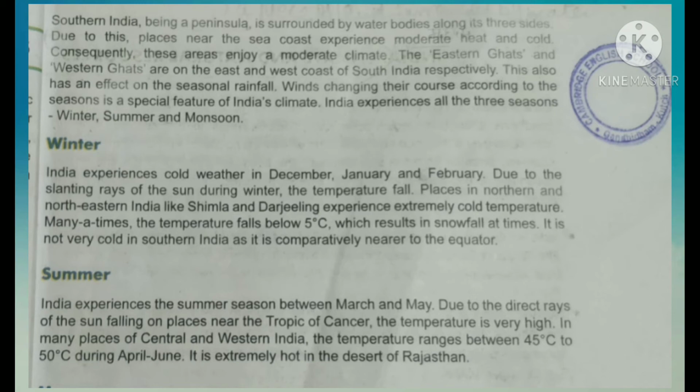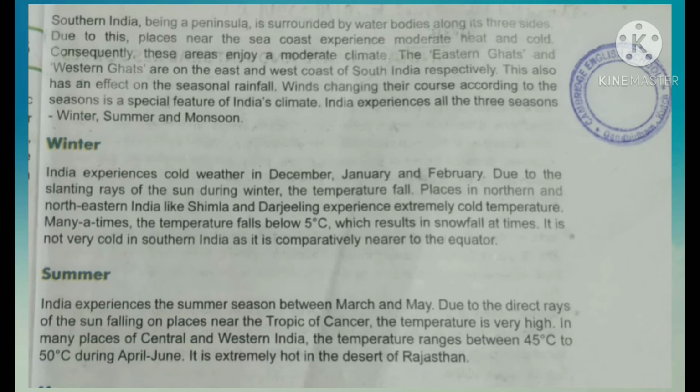The Eastern Ghats and Western Ghats are on the east and west coast of South India respectively. अब जो ईस्टर्न घाट्स है एंड वेस्टर्न घाट्स है वो हमारे साउथ इंडिया के ईस्ट साइड और वेस्ट साइड में है, मीन्स ईस्टर्न कोस्ट एंड वेस्टर्न कोस्ट में है. This also has an effect on the seasonal rainfall. इनका भी बहुत ज़्यादा इफेक्ट होता है सीजनल रेनफॉल पर.